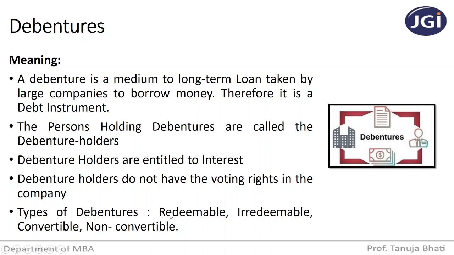Redeemable debentures are those which are repayable after a specific period of time. Irredeemable debentures are those debentures which are not repayable after a specific period of time. Convertible debentures are those debentures which are converted into preference shares or equity shares after a specific period of time, and non-convertible debentures are those debentures which cannot be converted into preference or equity shares after a specific period of time.